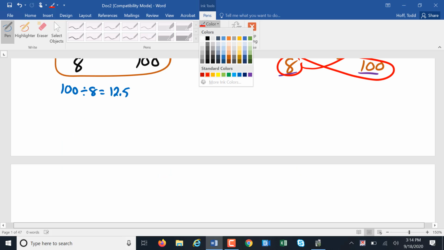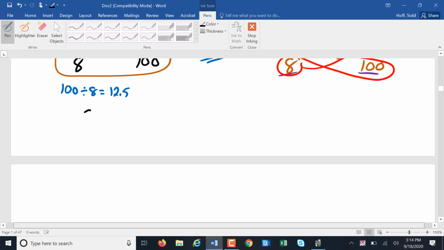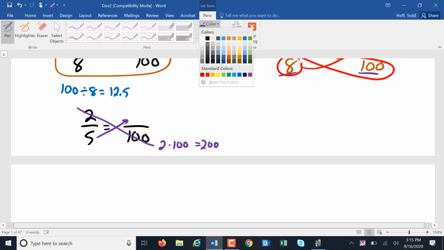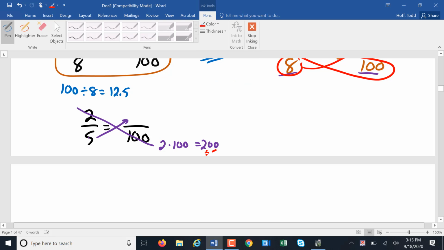So if I have 2/5, 2 over 5, equals blank over 100, the two numbers that are diagonal here are the 2 and the 100. I'm going to multiply those. 2 times 100 is 200. The 5 is diagonal with the missing number. I'm going to divide by that 5. 200 divided by 5 is 40, so that's 40 there. 40 out of 100, or 40%.